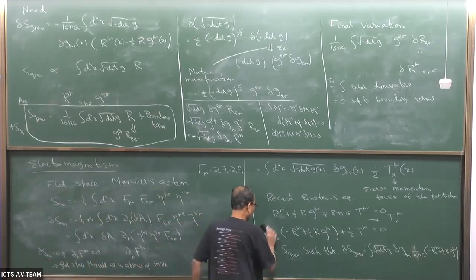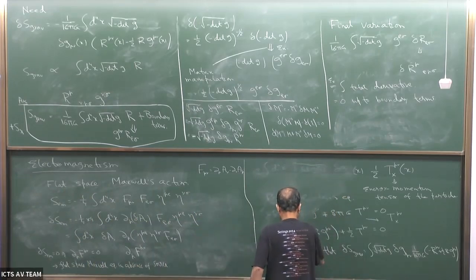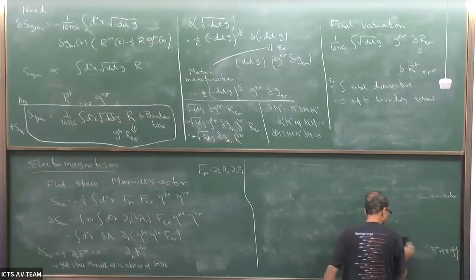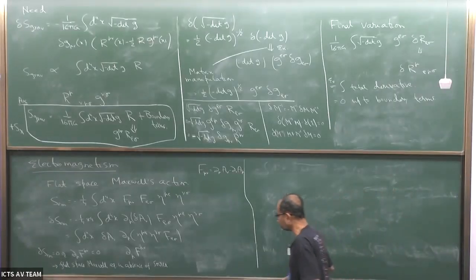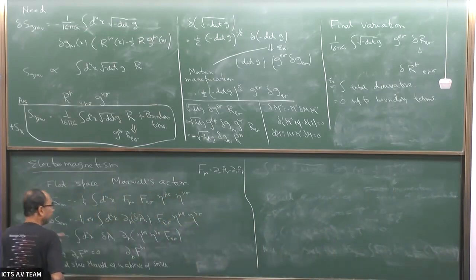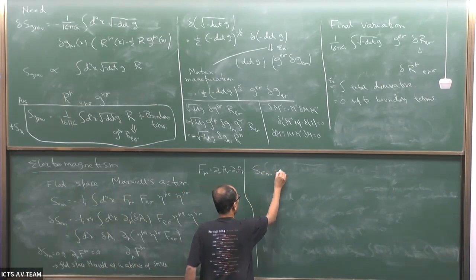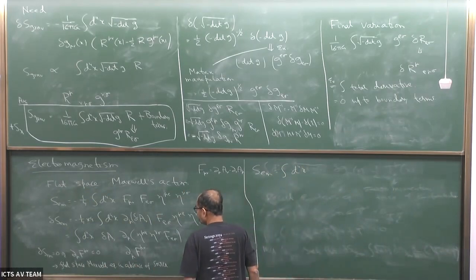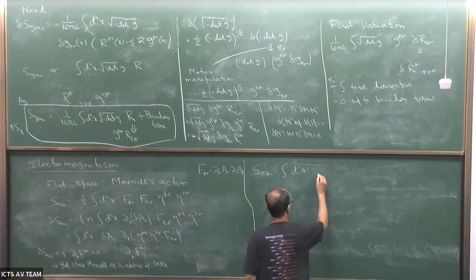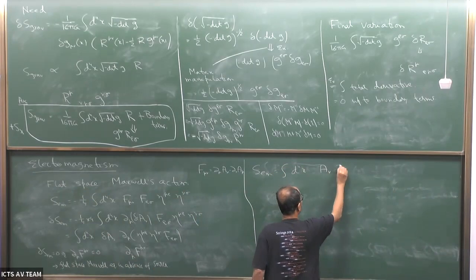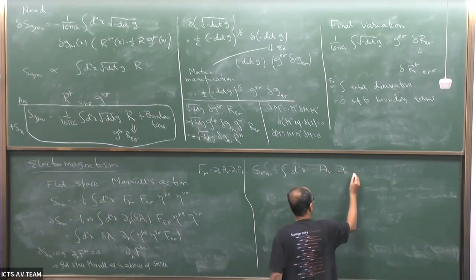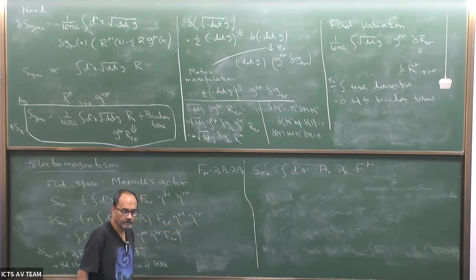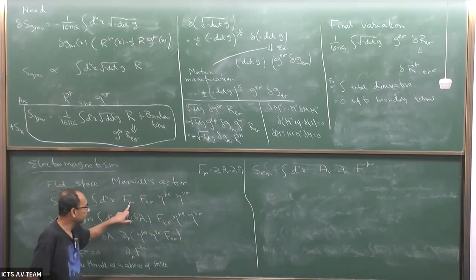Let me explain this. Suppose you could have written this electromagnetic action as integral d4x, right? Just do some integration by parts. You write this in this form, right?